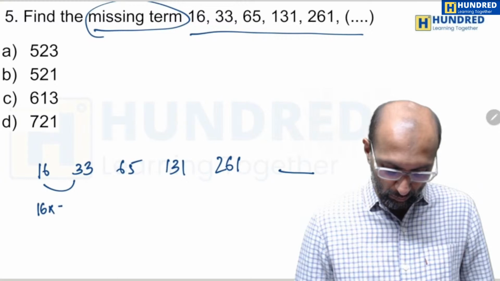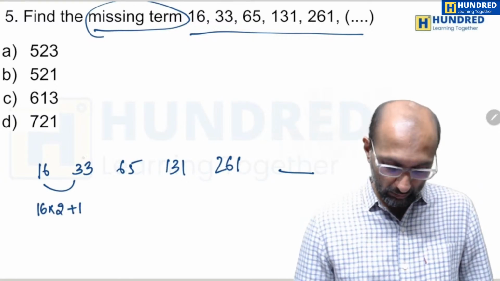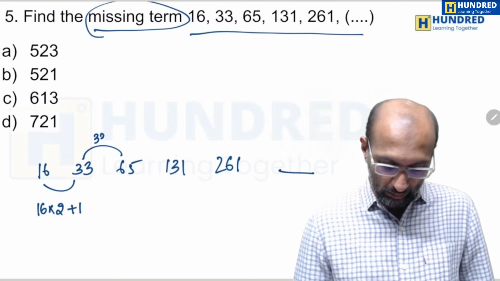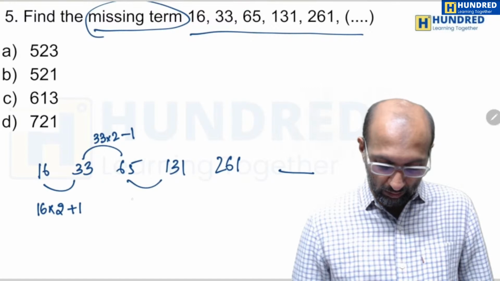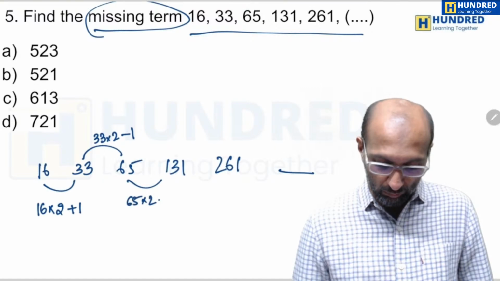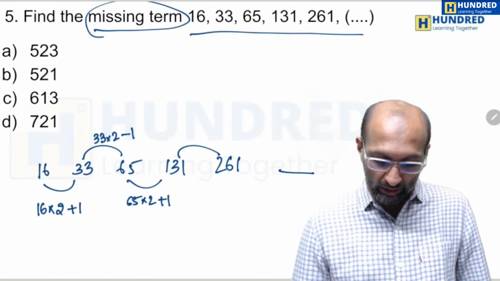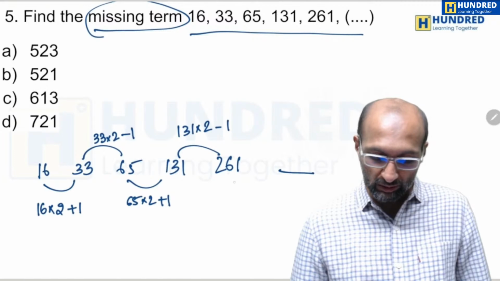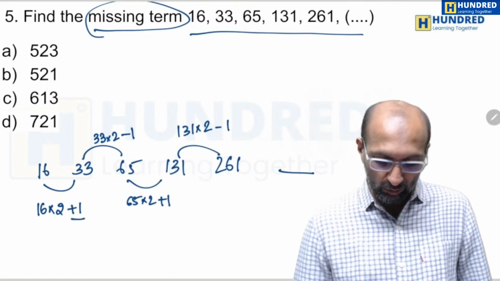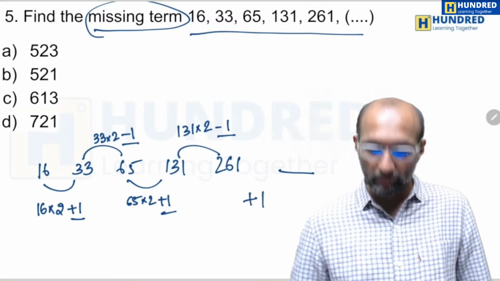16 into 2 plus 1. Correct? 33 into 2 minus 1 is 65. 65 into 2 plus 1, 131. 131 into 2 minus 1 is 261. So, in the pattern, plus 1, minus 1, plus 1, minus 1. So, next one should be plus 1.